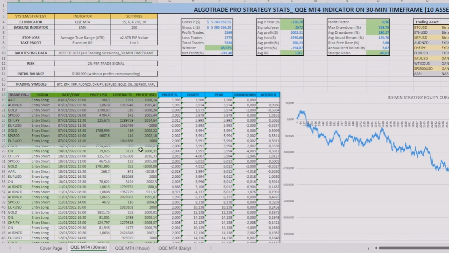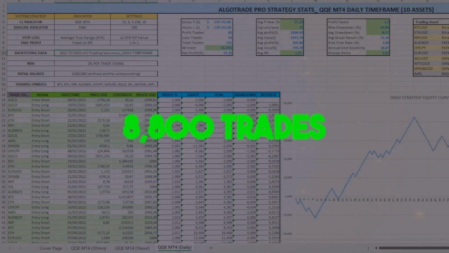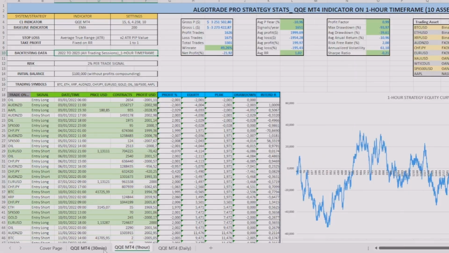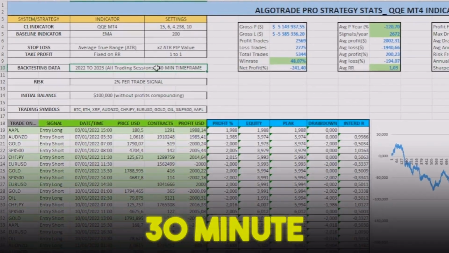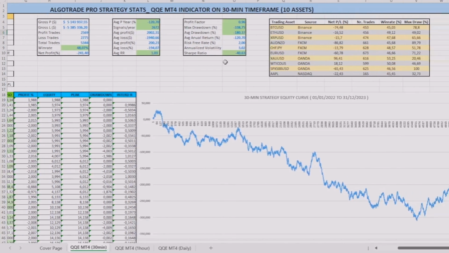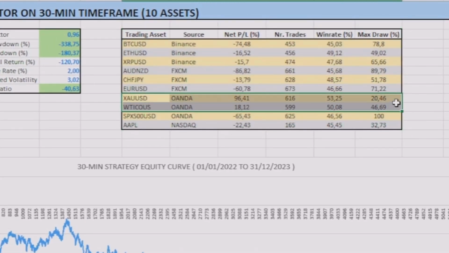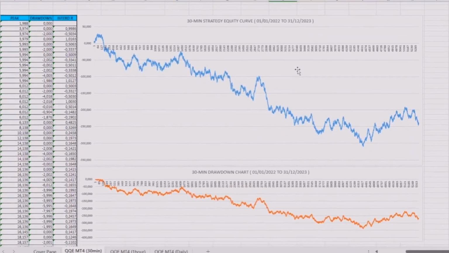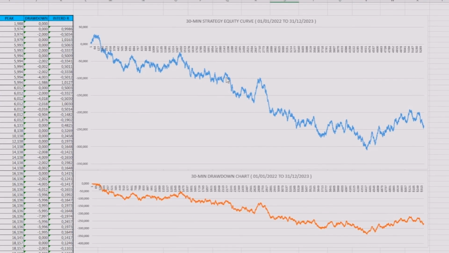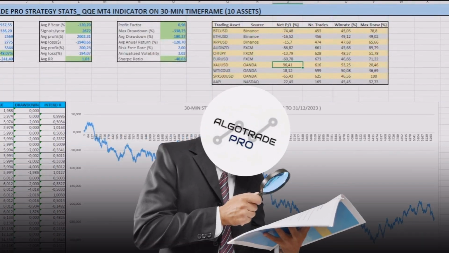After inserting all the trades into my trading journal, I got an analysis of about 8,800 trades across the 3 different timeframes, and the results were very unusual. In the 30-minute one, after 5,300 trades, it achieved a win rate of 48% and a net loss of 241%. Here you can check other metrics and also the results of every single asset, where only gold demonstrated positive results. And by looking at the equity chart, we can easily verify that in this time frame the QQE MT4 is highly inconsistent. But let's continue our analysis.